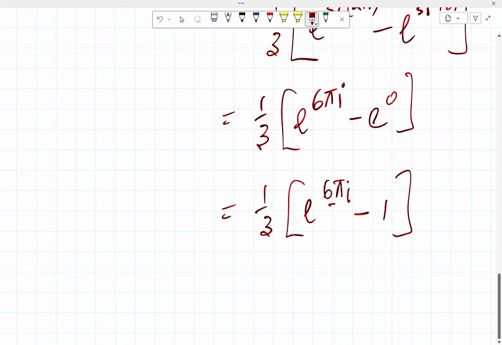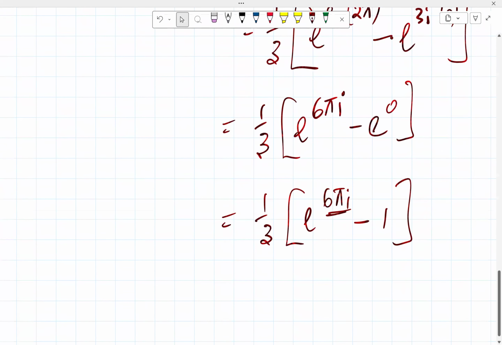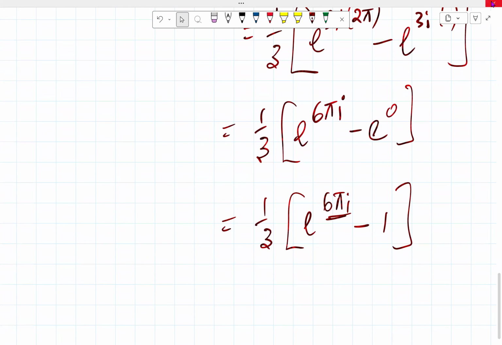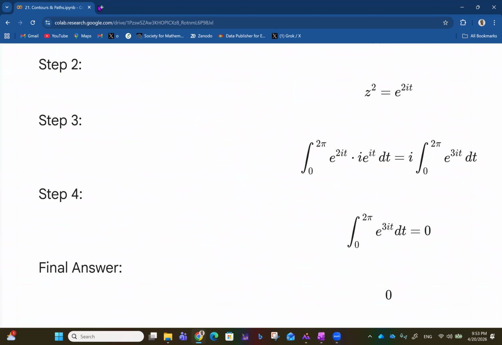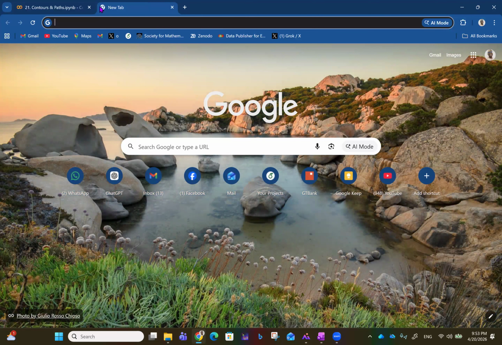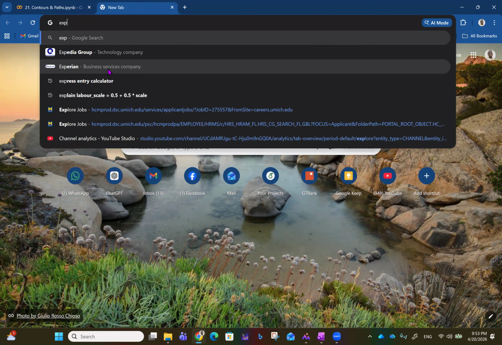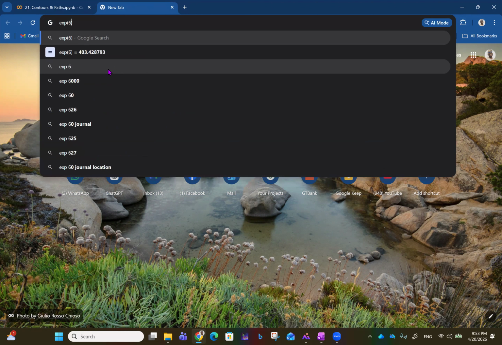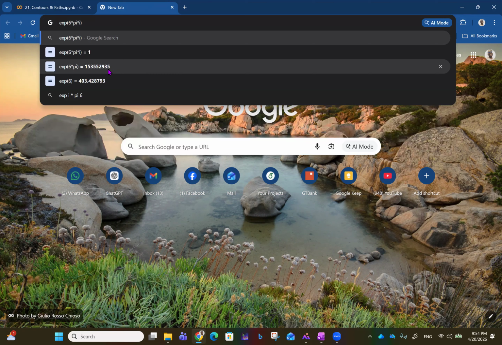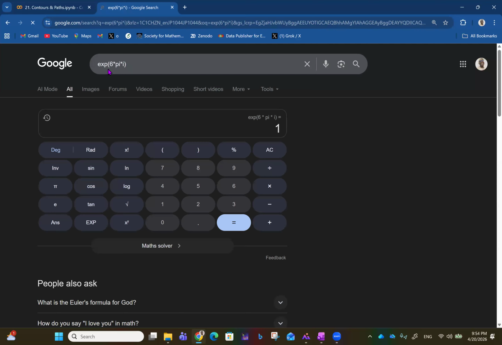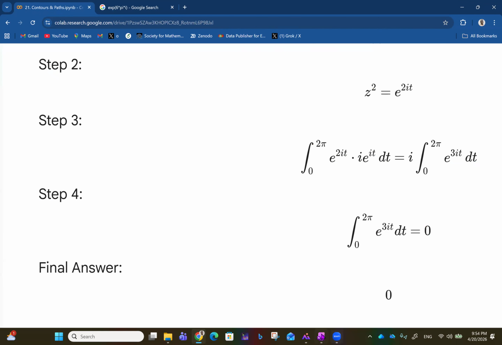So e raised to the power 6 pi i is what we need to evaluate now. Let me see if we can evaluate e raised to the power 6 pi i. The exponent 6 times pi times i, what does that give? It actually gives 1. So e raised to 6 pi i gives 1.